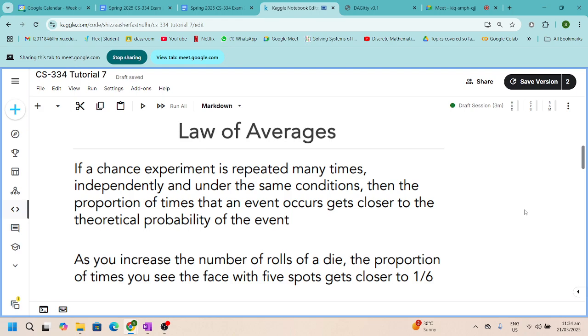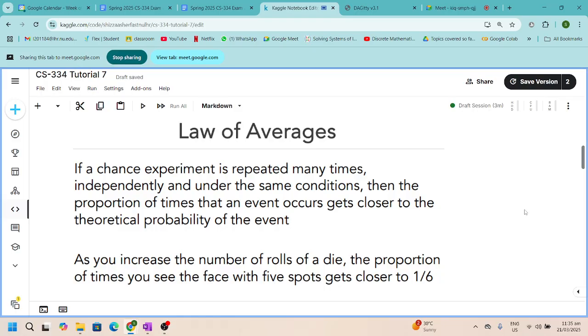As you increase the number of rolls of a die, the proportion of times you see the face with 5 spots gets closer to 1 by 6. Similarly, for instance, if you toss a coin, theoretically, the probability of landing heads is 1 by 2, and the probability of landing tails is also 1 by 2. If I repeat this experiment 10 times, it is possible that I get 5 heads and 5 tails. Actually, these are my expected values. So theoretically, this is what I should be getting.